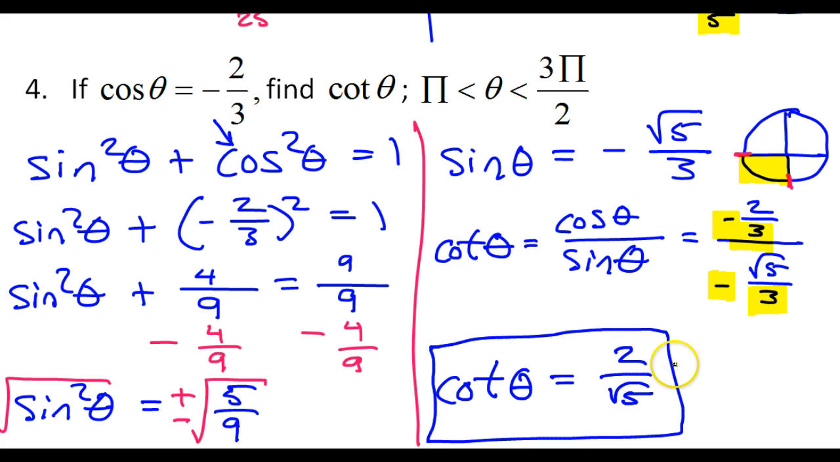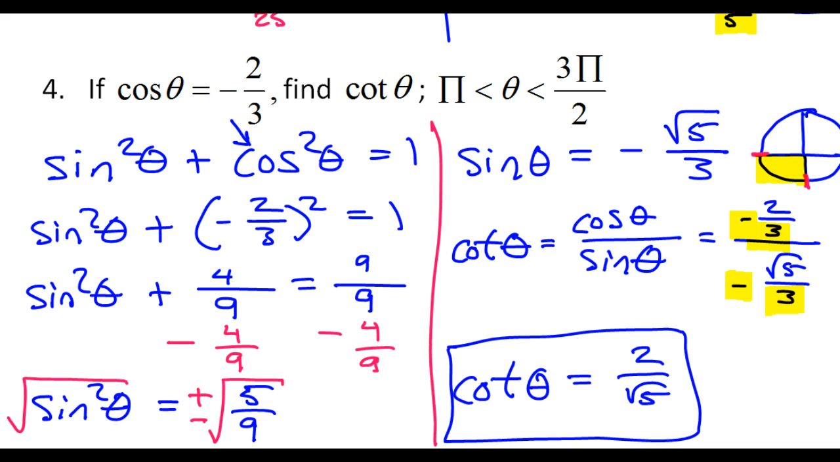Alright, if you rationalize the denominator, you're going to get 2 radical 5 over 5. So that would be the same thing. Alright, that's it for this concept. Here endeth the lesson.